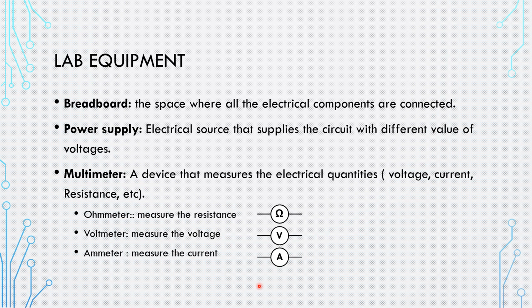And this is how we present it in a circuit. Whenever you see a circuit symbol with the unit inside it, it means that I'm using a multimeter, or an ohmmeter, voltmeter, or ammeter, depending on the circuit. In our experiment today, we're only going to use the ohmmeter.